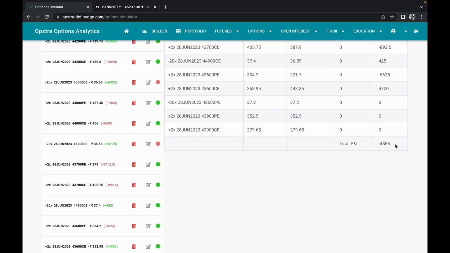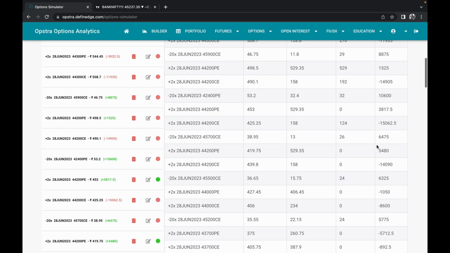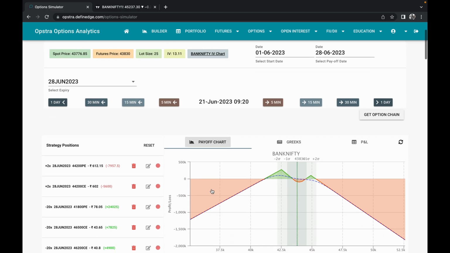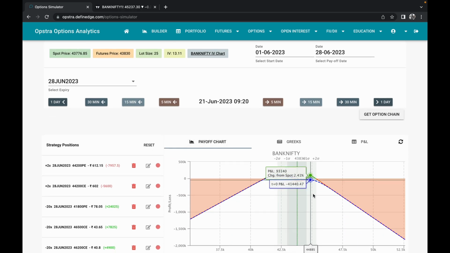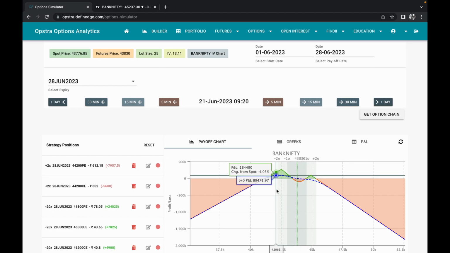Okay, right now I'm actually in the loss, around 4,585 rupees. And our payoff chart looks like this with a movement in the upside. As you can see, the profit in the upside has gone up and the profit in the downside has gone down. So this is the beauty of this adjustment: as the market is moving up or down, the profit is also shifting up and down accordingly. So let's move on to our next day.